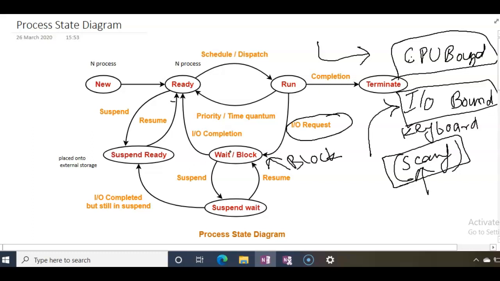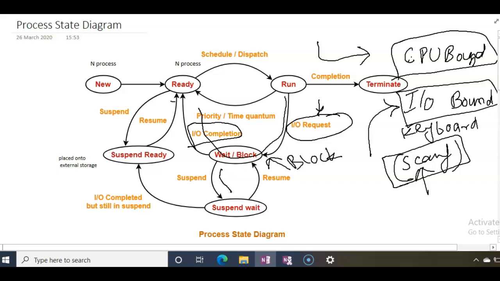Okay, and after block state, if the IO completes, I mean the hardware is granted to the process, if the request completes, it will go to the ready state, and after ready state it will go to the running state. So one thing is clear, that no process can go to the ready state directly if it requires IO request. So if there is IO request, then it has to go from this path.